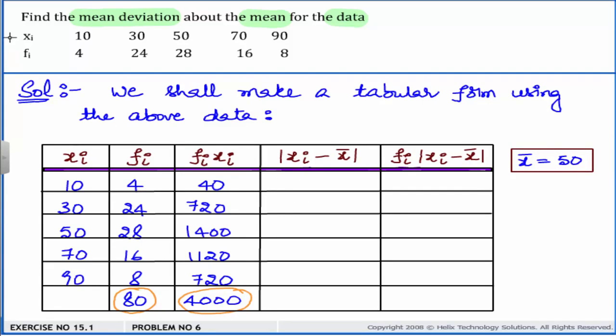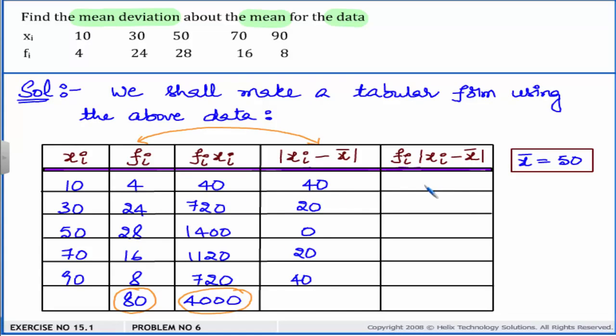Now let us find out the absolute values of the deviations. Here we have the modulus of 10 minus 50, which is equal to modulus of minus 40, is equal to 40. Next we have 30 minus 50, that is modulus of minus 20, is equal to 20. Similarly, 50 minus 50, that is 0. Here we have 70 minus 50, that is modulus of 20, is equal to 20. Here we have 90 minus 50, that is 40. So modulus of 40 is 40 itself.